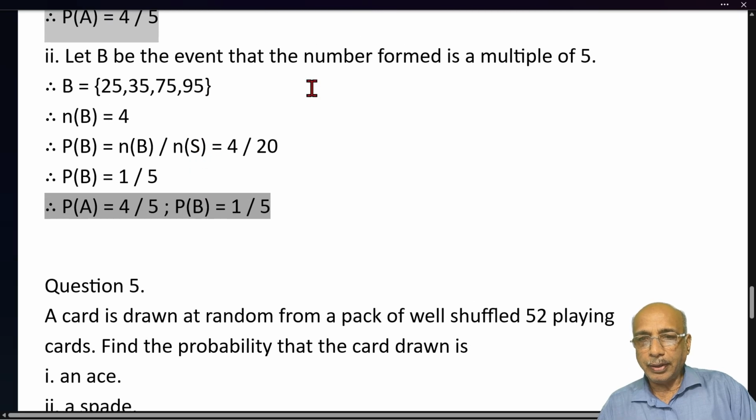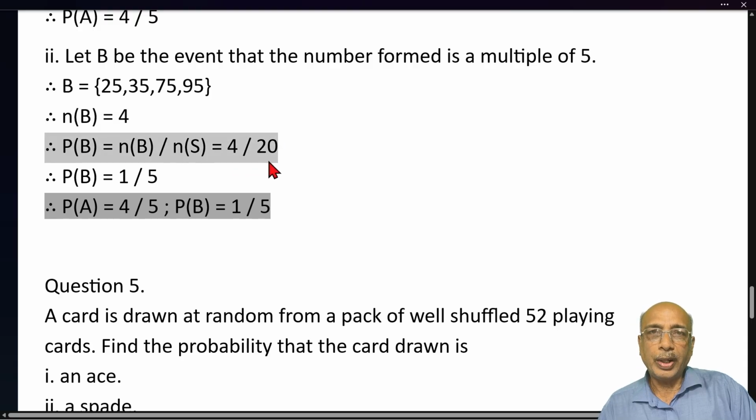Let B be the event that the number formed is a multiple of 5. So the numbers will be 25, 35, 75, 95. So n of B equals 4. P of B equals n of B upon n of S equals 4 by 20, which is 1 by 5.